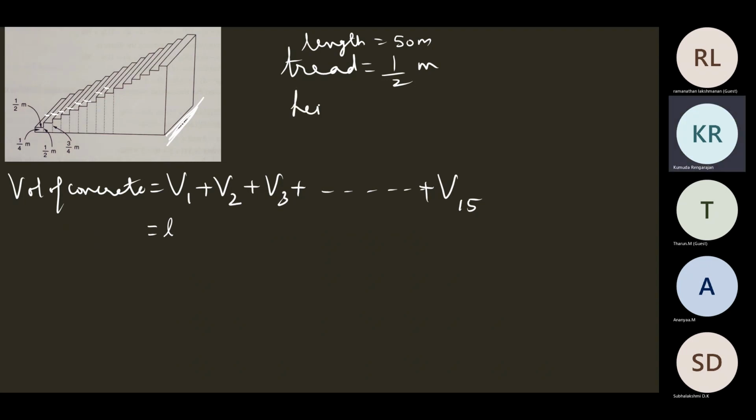The height is different. The height obviously is different. So for the first step, the height is 1/4 meter. Then for the second step, it is half a meter. The third step, the height is 3/4 meters. Then 1 meter, 1 1/4 meters. So it increases by quarter meter. The height of each step increases by quarter meter when compared to the earlier step.